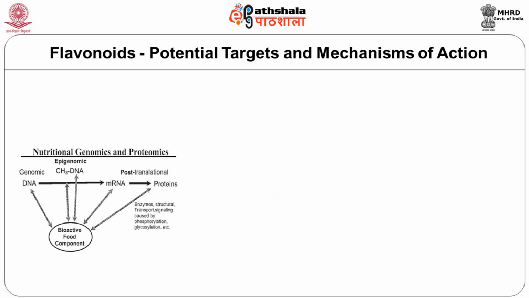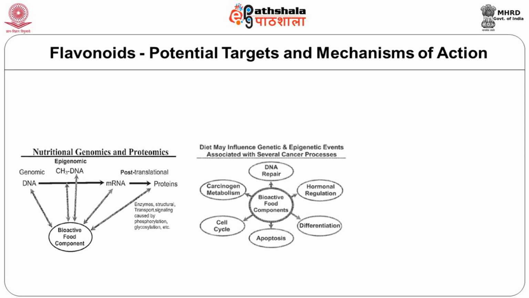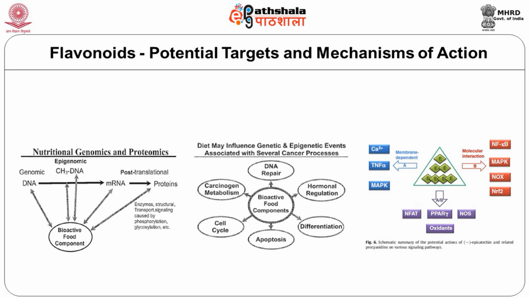In the nutritional genomics and proteomics area, diet may influence genetic and epigenetic events associated with several cancer processes. These bioactive food components, the polyphenolic group of molecules, have been shown to affect DNA repair, apoptosis, cell cycle, carcinogen metabolism, hormonal regulation and cell differentiation. Therefore, these plant polyphenolic compounds have been known as powerful antioxidants, not only in free radical quenching, but also in cell cycle regulation and modulation of inflammatory responses.